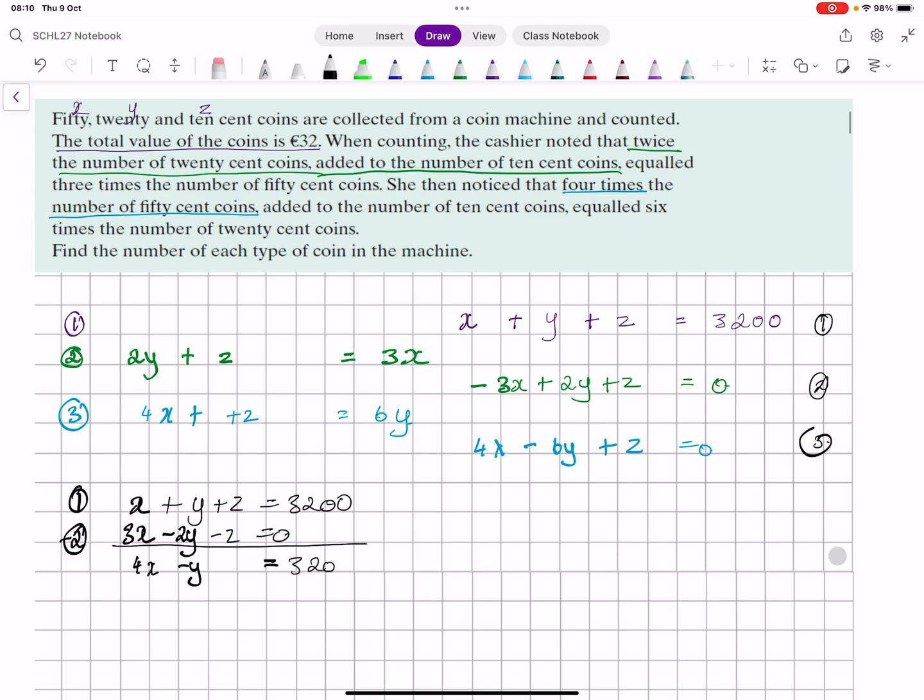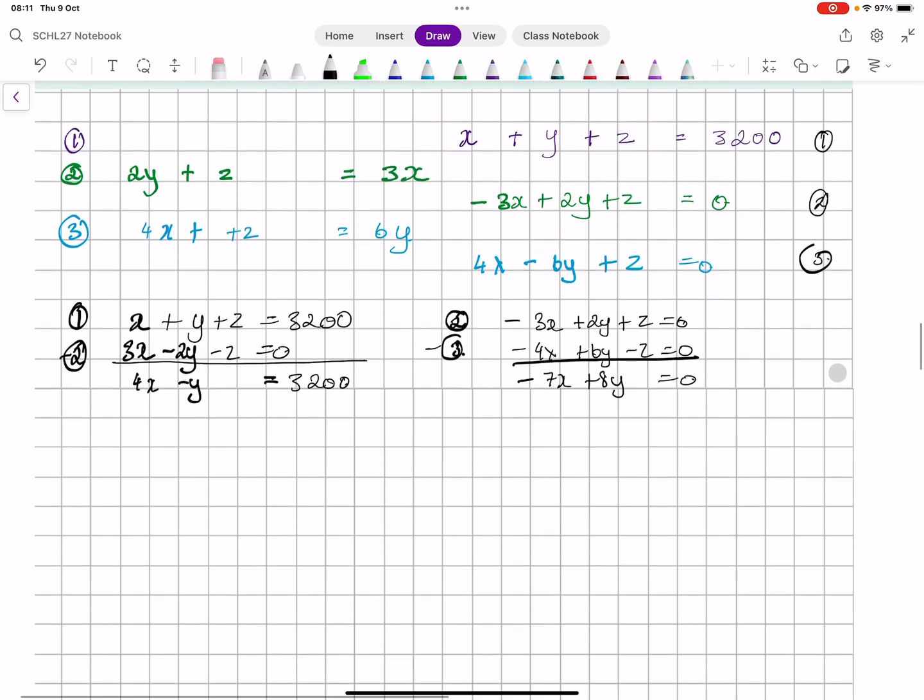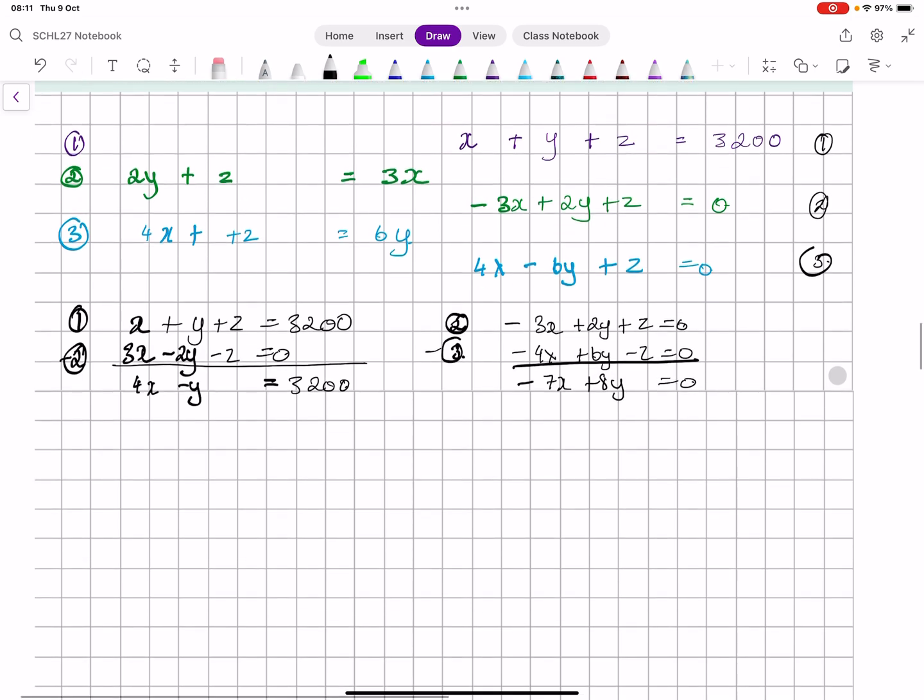to 3,200. Now if I look at equation 2 and I take away equation 3, that gives me minus 3X plus 2Y plus Z is equal to 0, minus 4X plus 6Y minus Z is equal to 0. Add those up and I get minus 7X plus 8Y is equal to 0. Now, this is equation number 4 and equation 5.